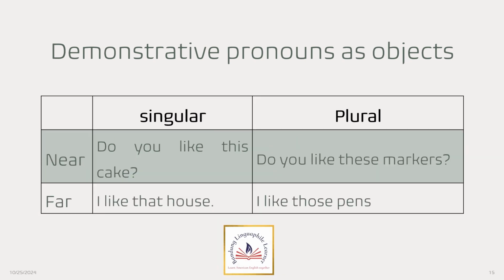Demonstrative pronouns as object. For example, do you like this cake? I like that house. Do you like these markers? I like those pens.